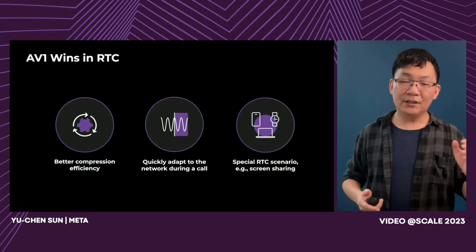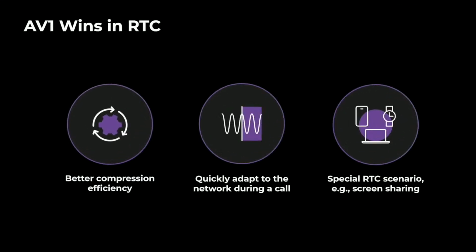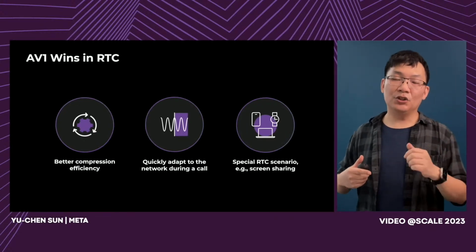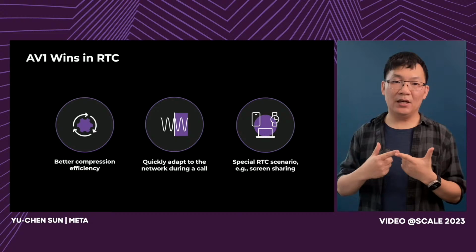AV1 has several advantages for RTC. First, it offers better coding tools and so better compression efficiency and better video quality. I have shown you data to support this. And AV1 has RTC coding tools which enable the encoder to quickly adapt to the network during a call. This is critical. Two issues are important here: change in network bandwidth and packet loss.